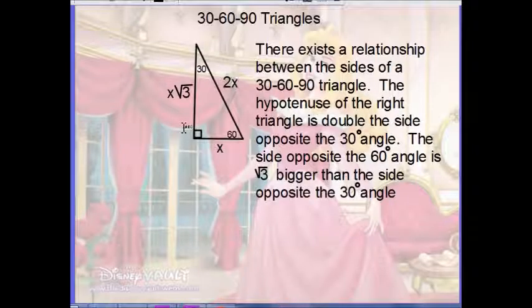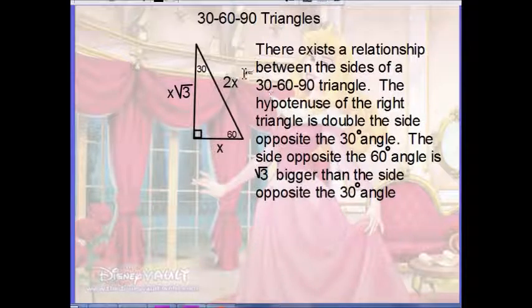For 30, 60, 90 triangles, there exists a relationship between the sides. The hypotenuse of the right triangle is double the side opposite the 30-degree angle, and the side opposite the 60-degree angle is square root 3 times bigger than the side opposite the 30 angle. This picture right here, I refer to as our generic. You need to copy this picture down.